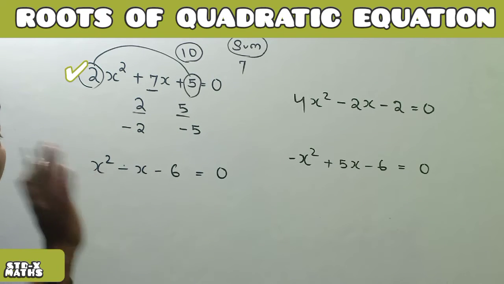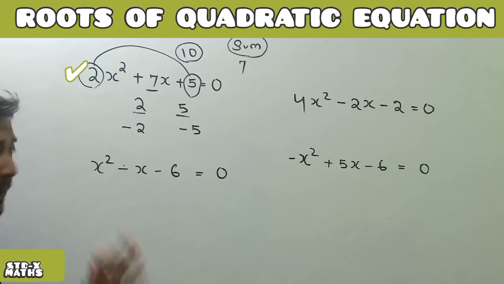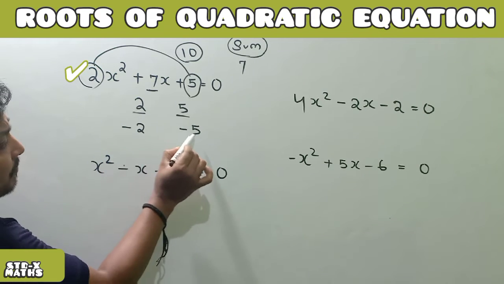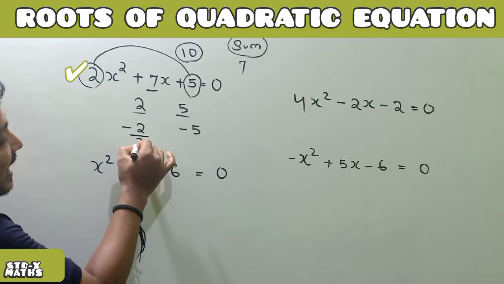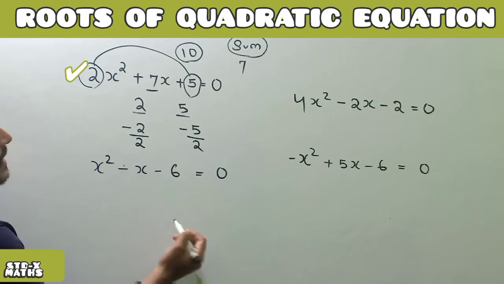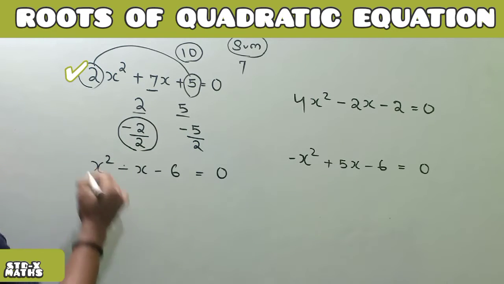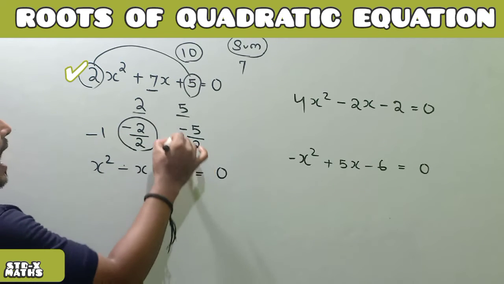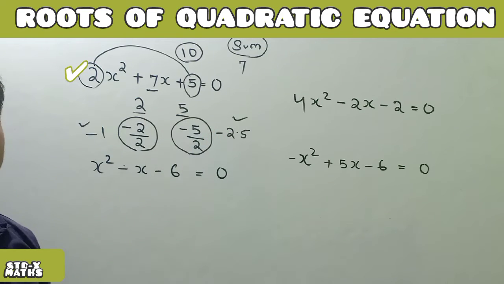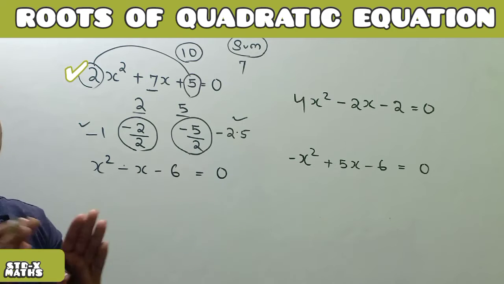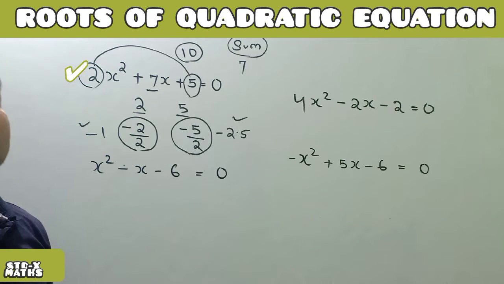And the last and third step: whatever two numbers you obtain after changing the sign, with those two numbers you have to divide the coefficient of x square. See, I am dividing the coefficient of x square. Whatever results you get, one result is -1 and another result is -2.5, two values. So these two values are the two roots of the quadratic equation.